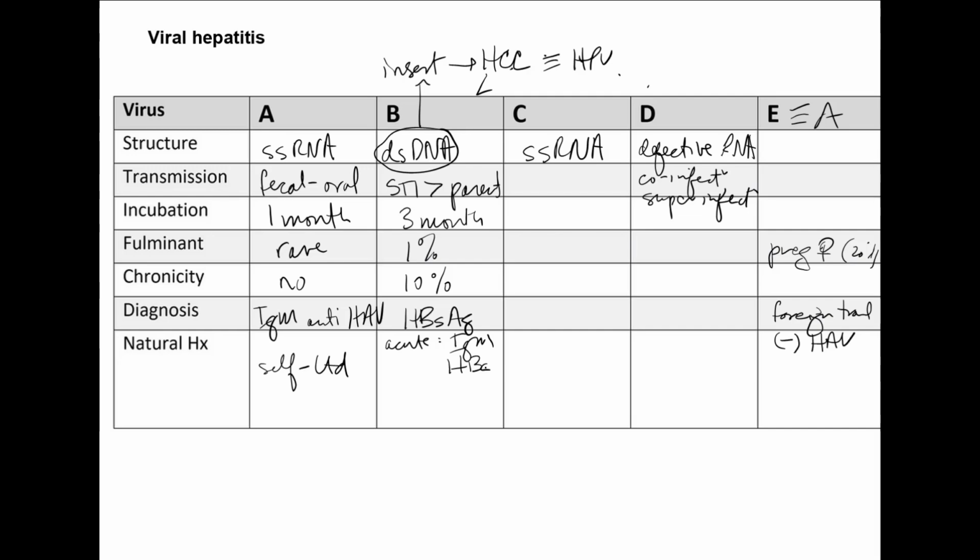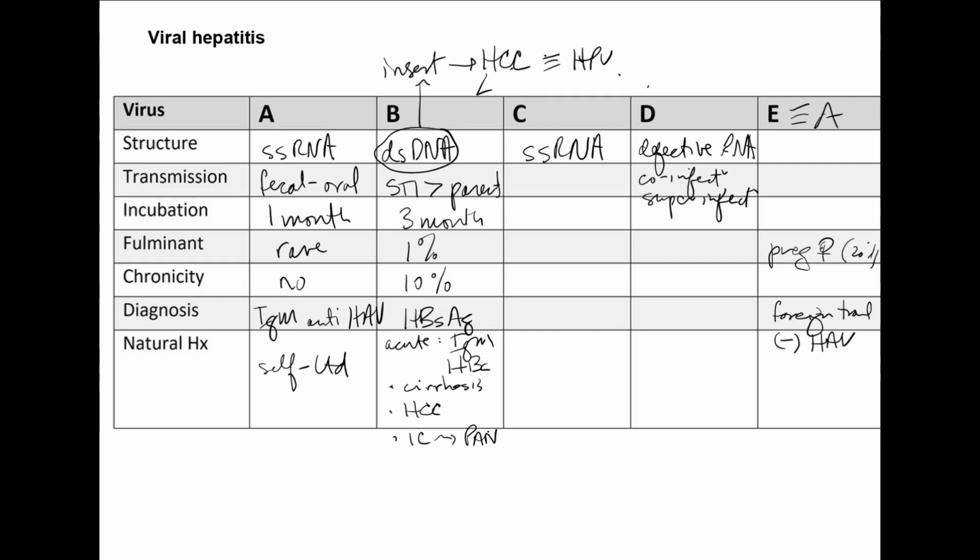Its natural history is that it tends to do well, but it has a number of possible complications we have to discuss. It can go on to form cirrhosis, hepatocellular carcinoma, and it is associated with immune complex disease, which is the vasculitides like polyarteritis nodosa.